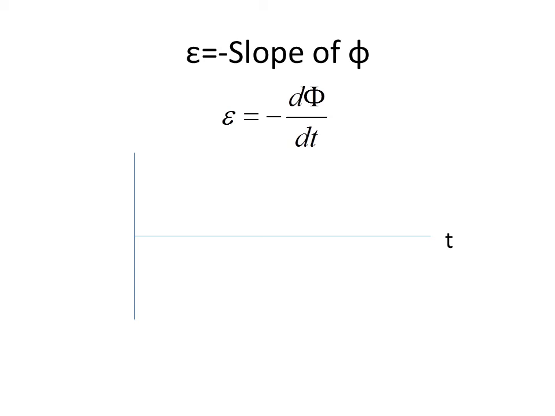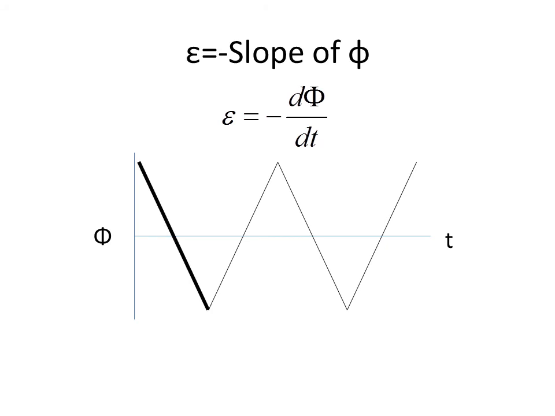Let's say the flux was a triangle wave, such as the one shown here. If we look at just one section at a time, we see that the first line has a negative slope that is constant. Since the induced EMF is the opposite sign of the change in flux, it must be positive and constant. As the slope changes direction, so does the induced EMF, and so on.